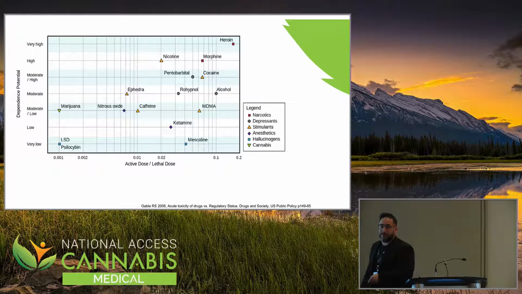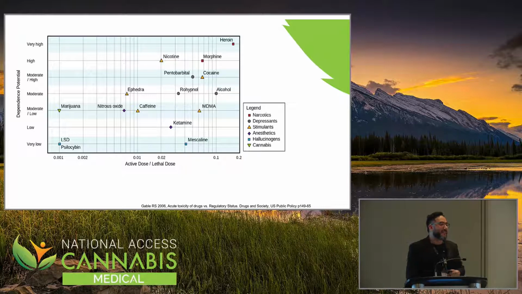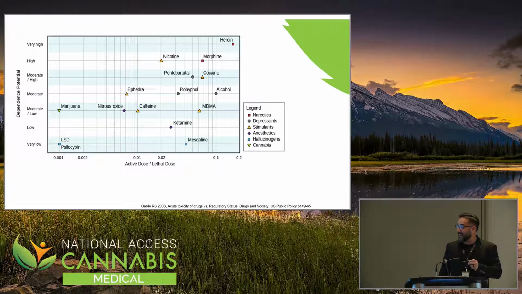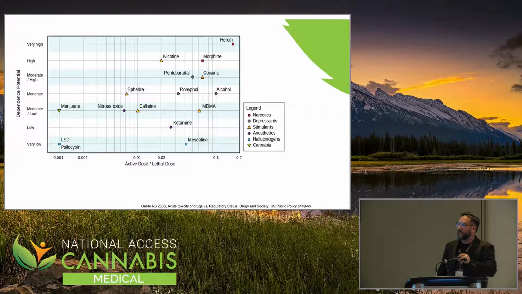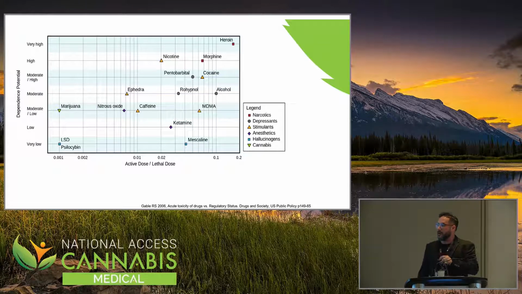All right, so I really like this slide. This was done by Gable in 2006. And it lists most drugs of abuse and most medications you can think of. Over on this side, you're looking at your lower risk drugs, and on this side, you're looking at your highest risk drugs. And then you're also looking at addiction rates as you go up.